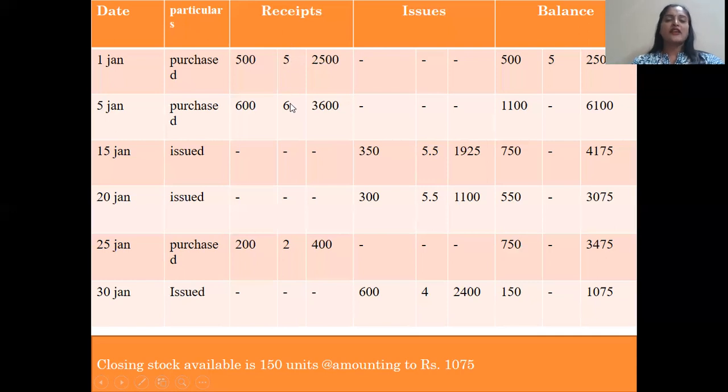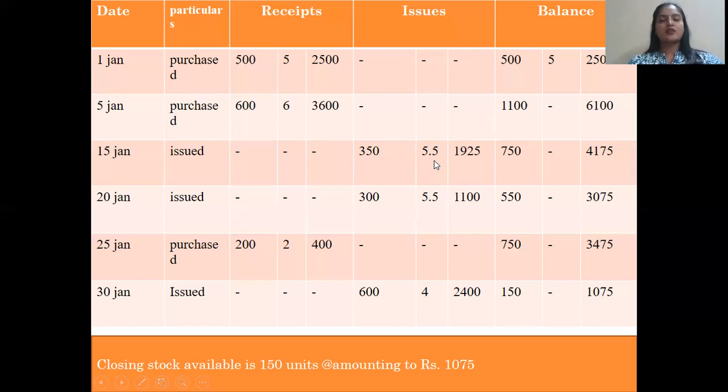So 5 plus 6 divided by 2. How many units do we have? 2 units we have. Okay, so 5 plus 6 is 11, divided by 2 because we have only 2 units here. So when we divide by 2, we are going to get 5.5.